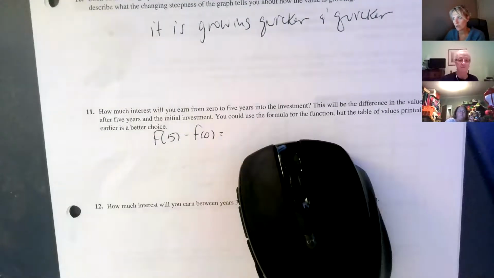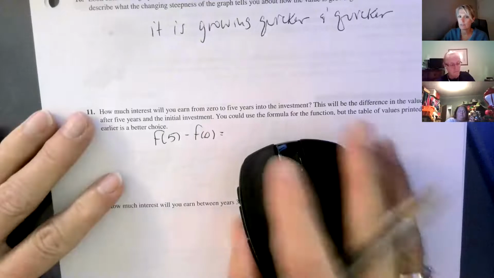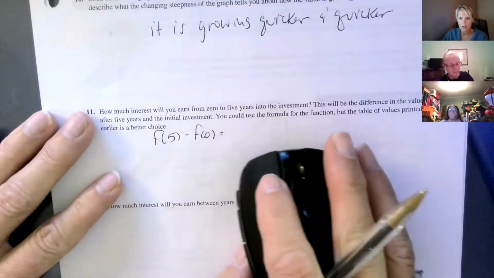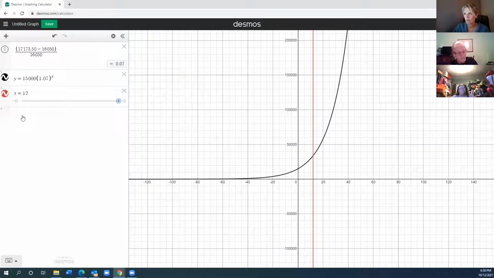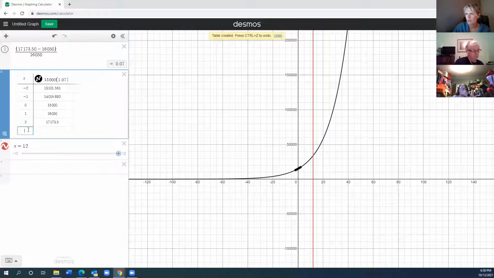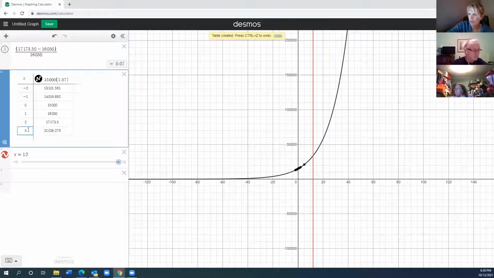So we can go into Desmos, and I'm going to show you that you could just go over here and just do the line. Actually, we can just go up here now. If I have it make a table, I can just go into my table and say 5. And then at 5, there should be $21,038.28 minus the 15,000 that we started with.